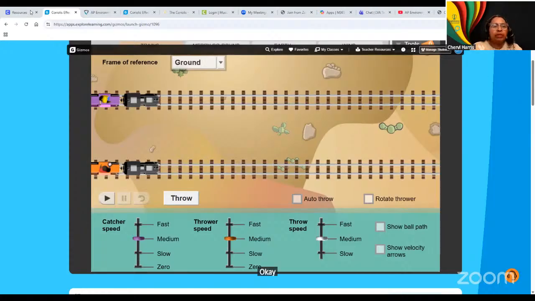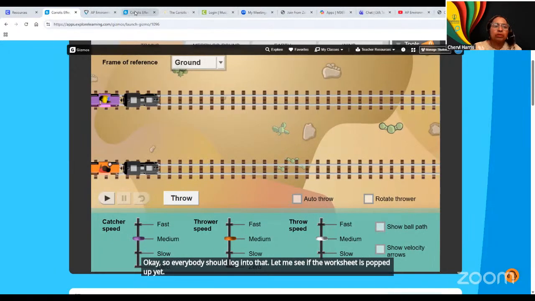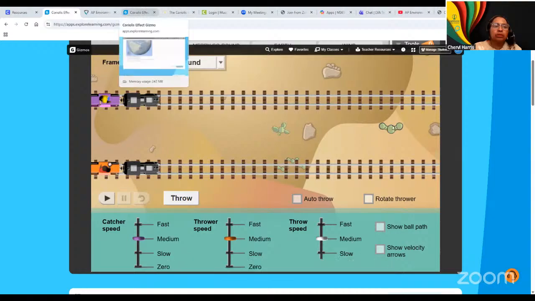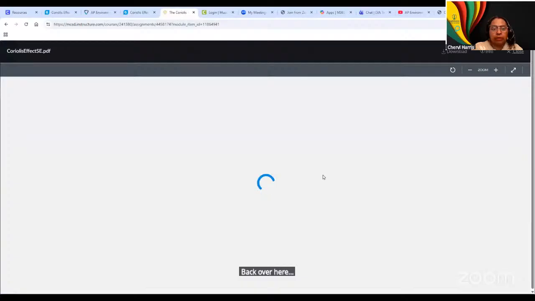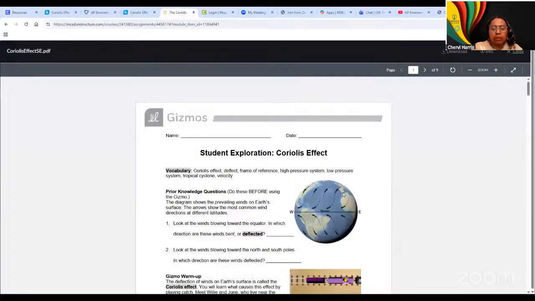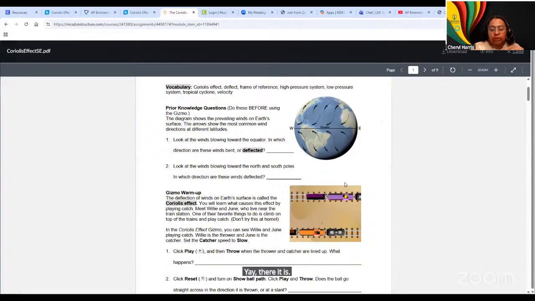Okay, so everybody should log into that. Let me see if the worksheet is popped up yet. Yay, there it is. All right, so you're going to follow the directions on here as you go through the activity. Okay?